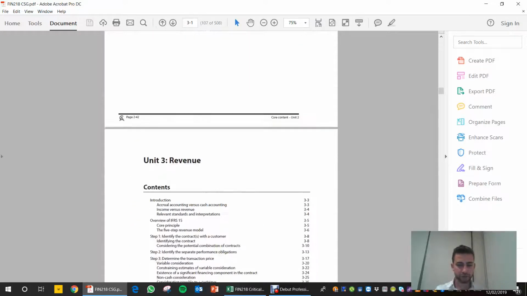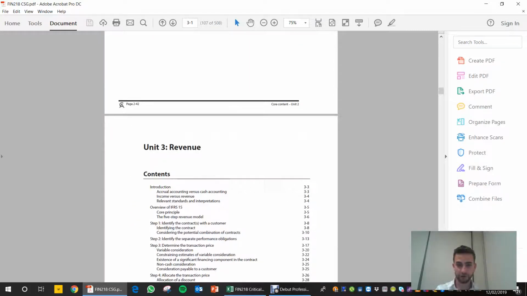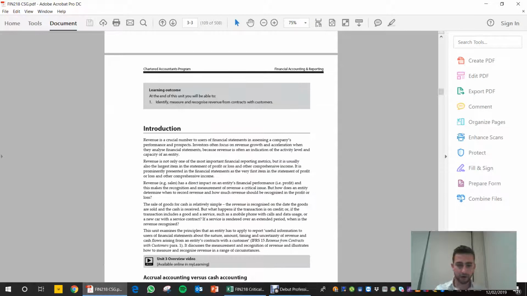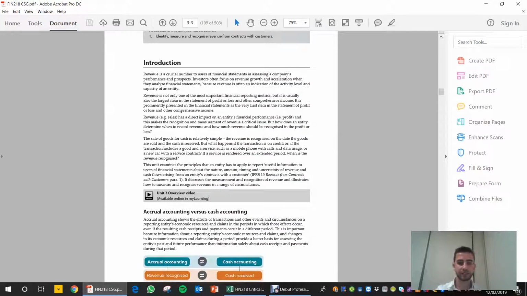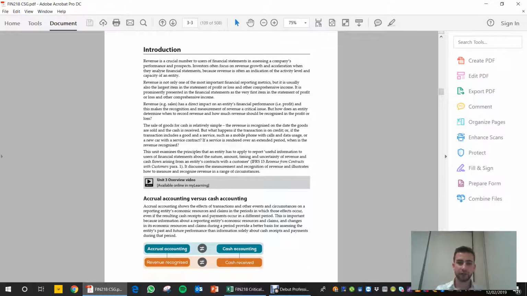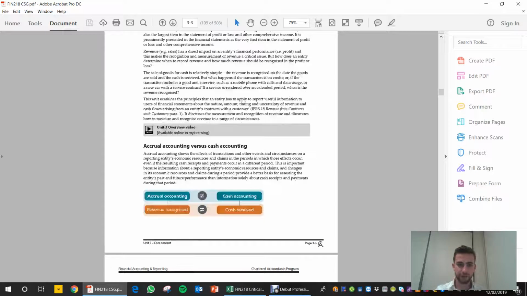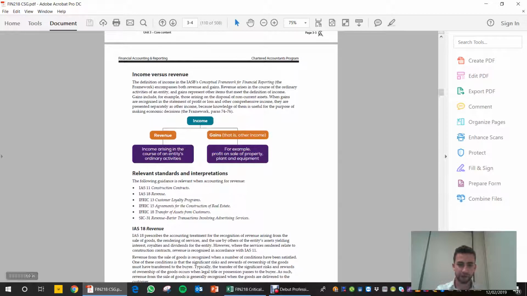Hey guys, so today I'll be covering Unit 3, which is revenue. Now, just to dive right into it. Interestingly enough, this CSG doesn't really cover in depth the normal revenue standards. It just very briefly mentions them here.